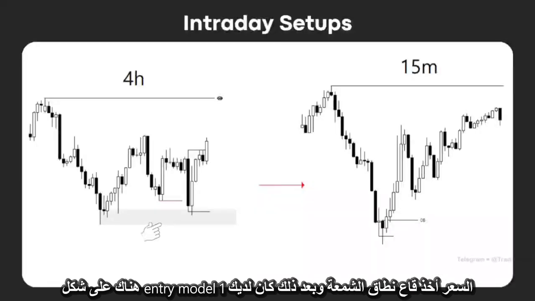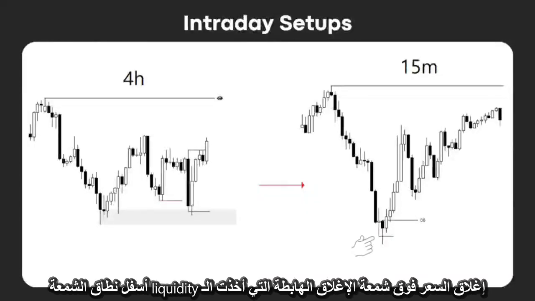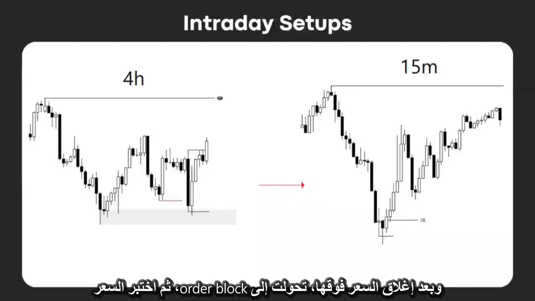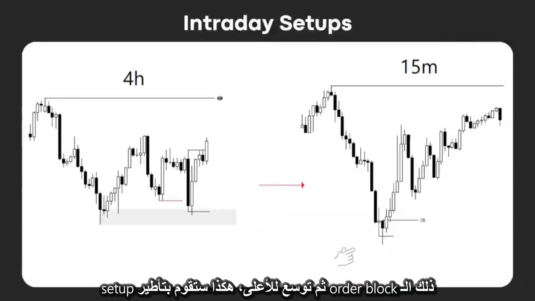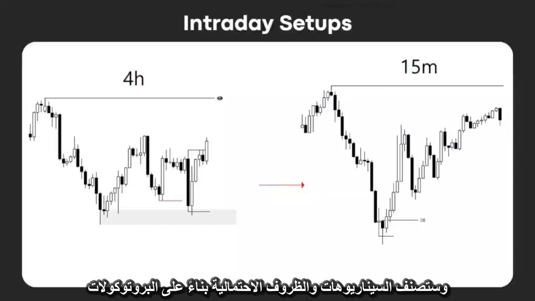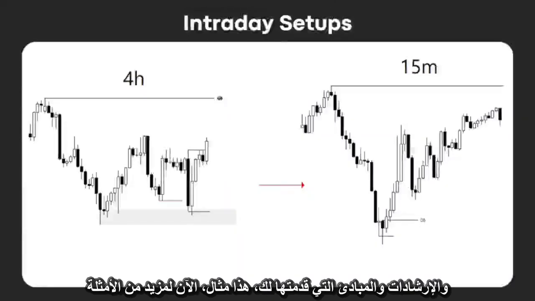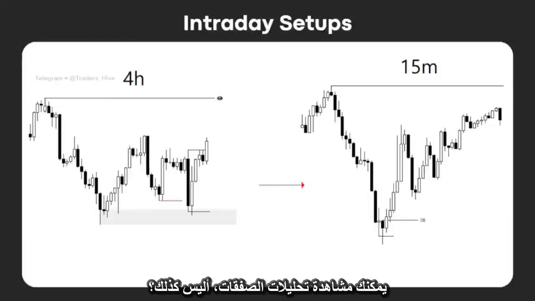Price took out the candle range low, and after that you had a model 1 entry there in the form of price closing above that down close candle, which took out the liquidity below the candle range. And after price closed above it, it turned into an order block. Price then tested that order block and then expanded higher. This is how you're going to frame a setup, and you're going to classify probabilistic scenarios and conditions based on the protocols, guidelines, and principles that I have given you. This is an example. Now for more examples, you can watch the trade breakdowns.